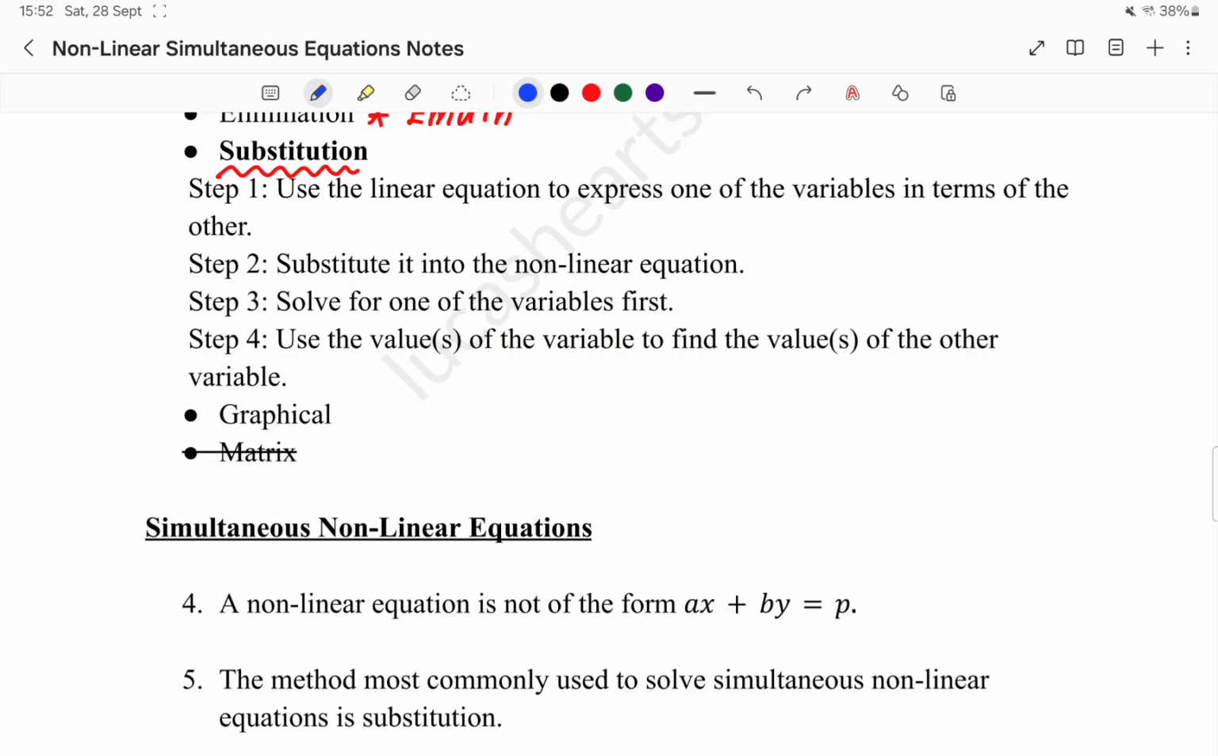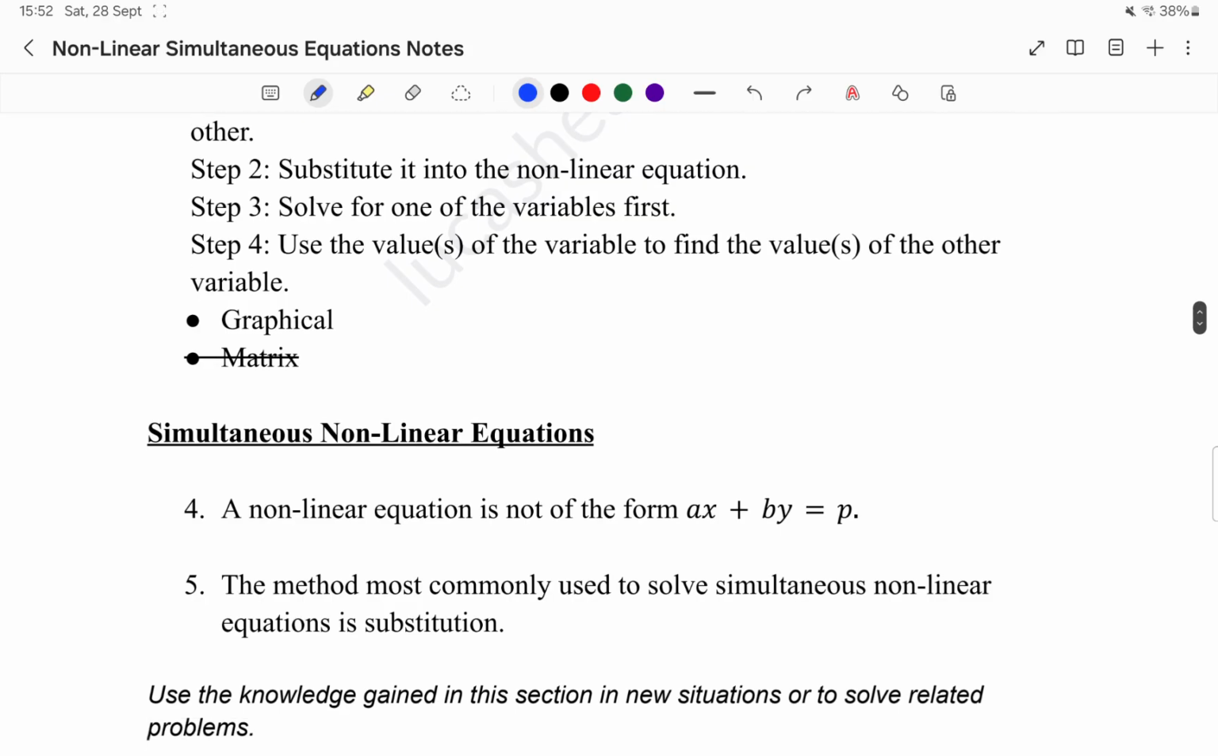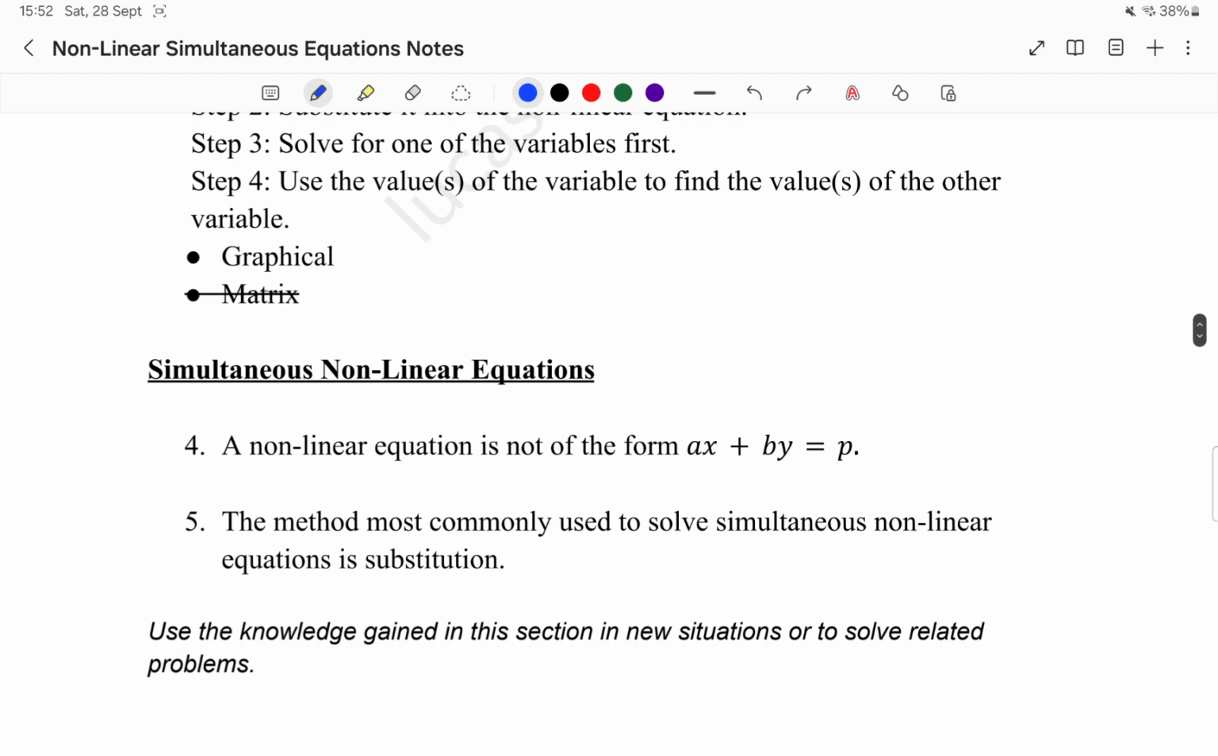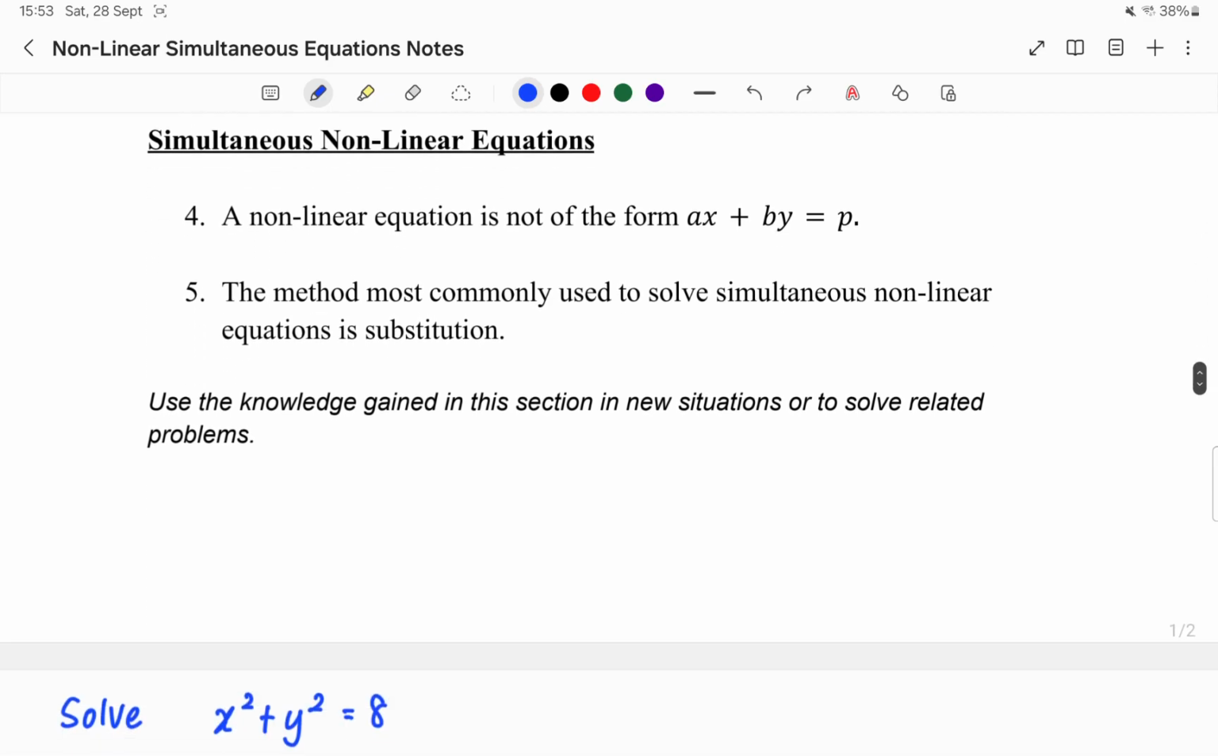The third step is, of course, that there are graphical means to solve it by graphing out those two graphs. However, this is not the most feasible method in A Math. There is another method called the matrix method. This has been phased out of the syllabus a long time ago. That's why I struck it out there.